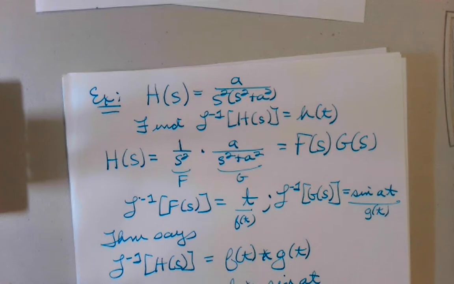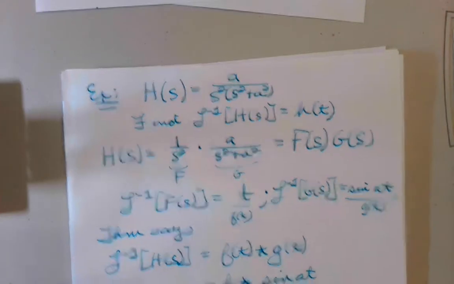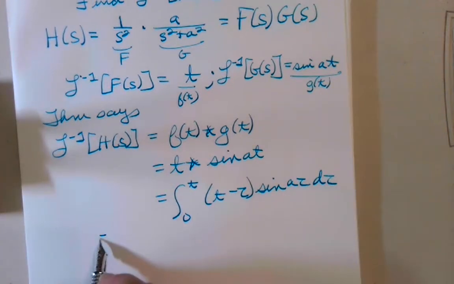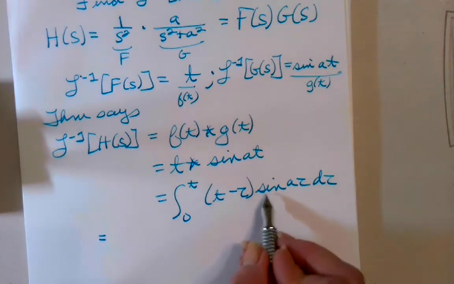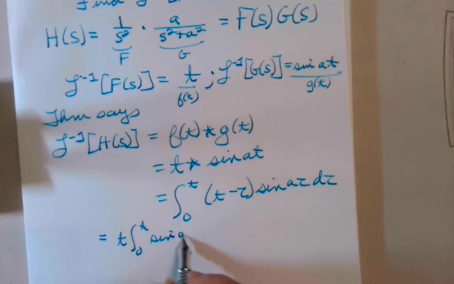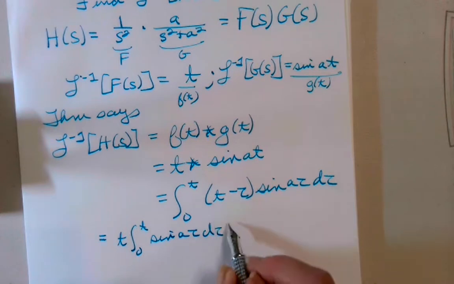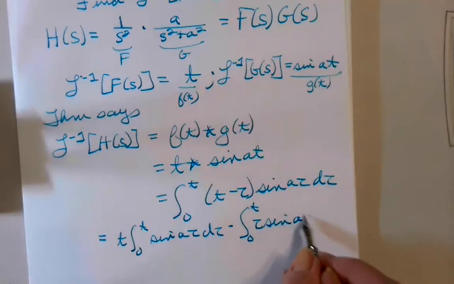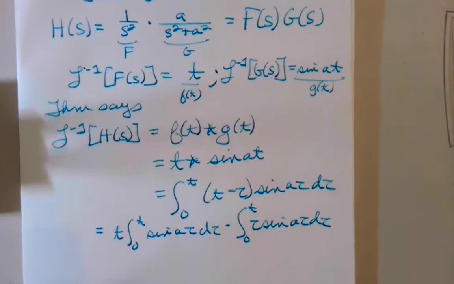So that is the integral from 0 to t of t minus tau, sine a tau d tau. Oops, left that off there. Okay, so how do you integrate that? You have to work that out. There are two integrals there. The first integral is t sine a tau d tau, so that one's easy. And then you have minus the integral from 0 to t of tau sine a tau d tau, and that one is an integration by parts.